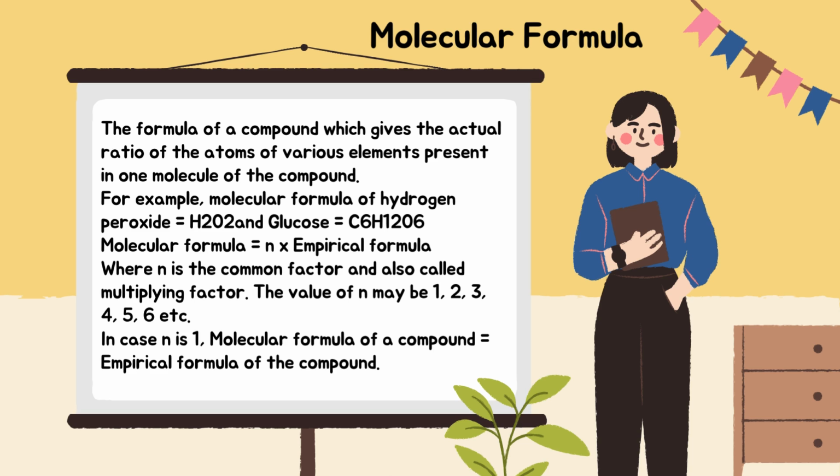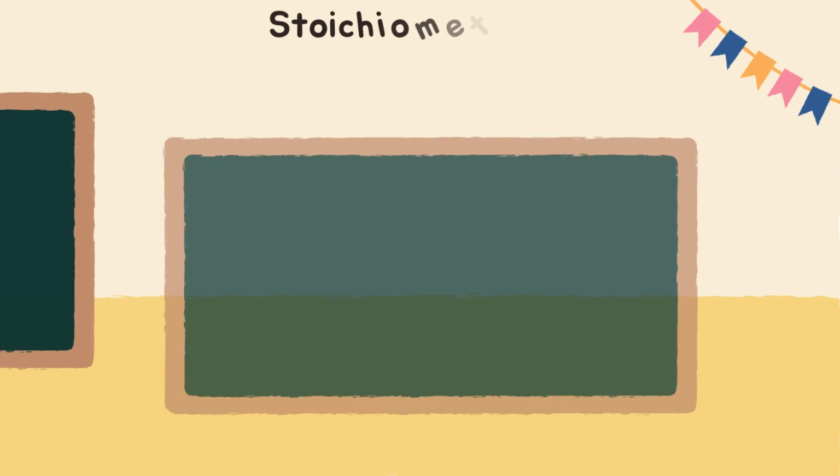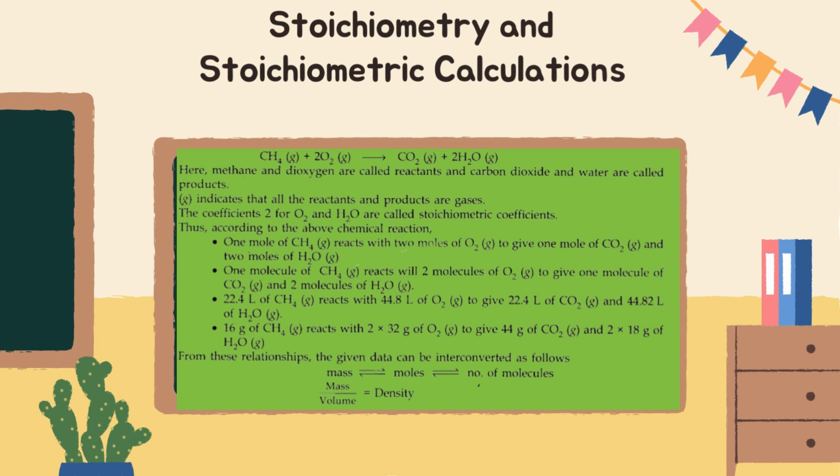Molecular formula equals n times empirical formula, where n is the common factor and also called multiplying factor. The value of n may be 1, 2, 3, 4, 5, 6, etc. In case n is 1, molecular formula of a compound equals empirical formula of the compound. Stoichiometry and stoichiometric calculations. See the image.